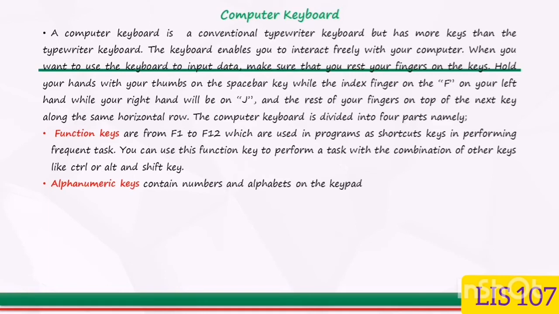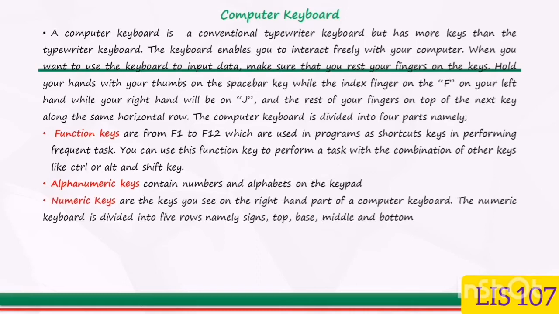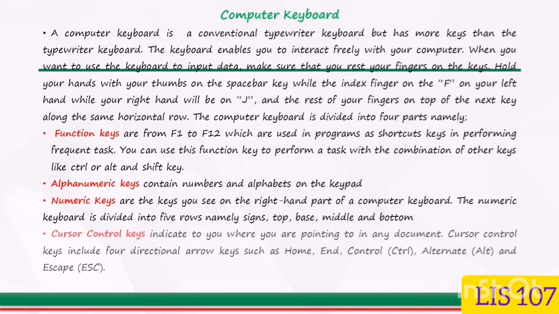We have some keys on the keyboard that contain both numbers and alphabets. Numeric keys are the keys that we see at the right hand part of our computer. When you look at the right hand part of the computer, you see some figures 0, 1, 2, 3, 4, 5 to 9, and it's divided into 5 rows. We have the ones that contain their signs at the top, middle, and bottom. We also have the cursor control keys.